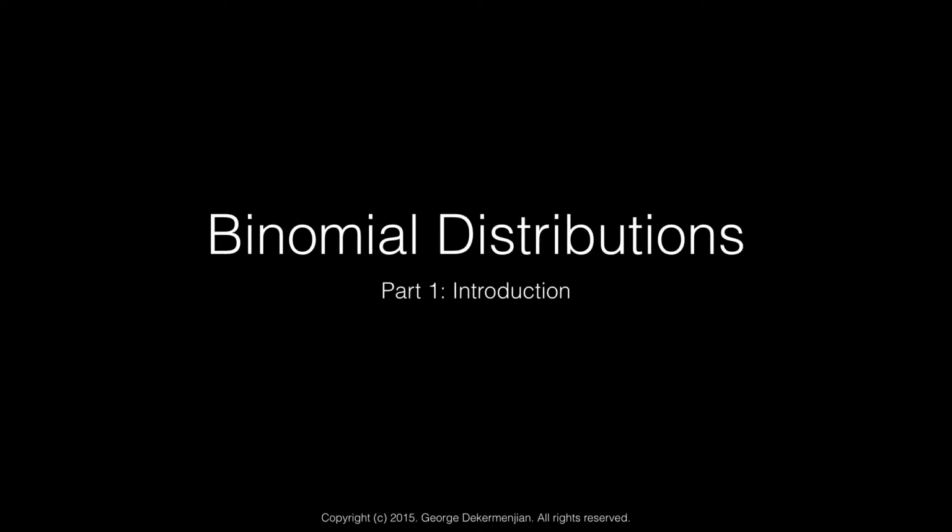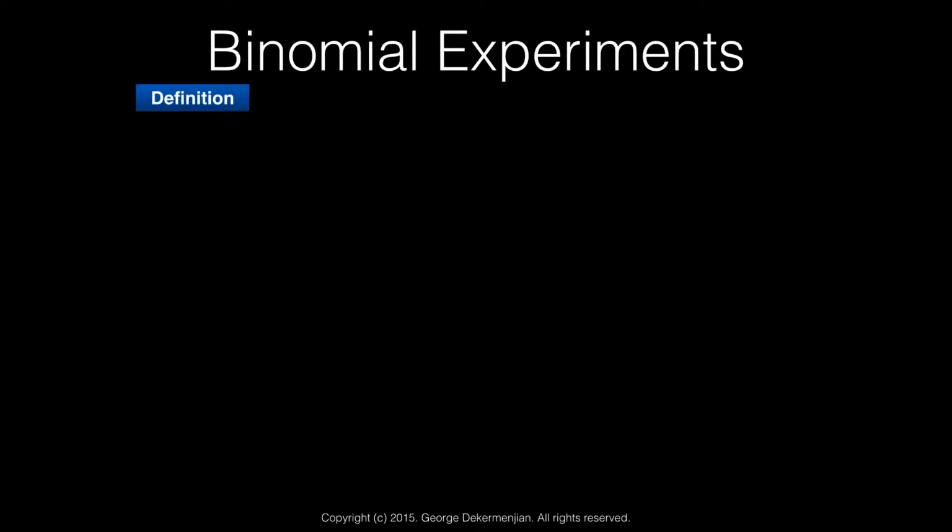In this three-part video series, we're going to talk about the binomial distribution. In this first video, we're going to introduce the notion of a binomial experiment. Now, to classify an experiment as binomial, there have to be three criteria that are satisfied.